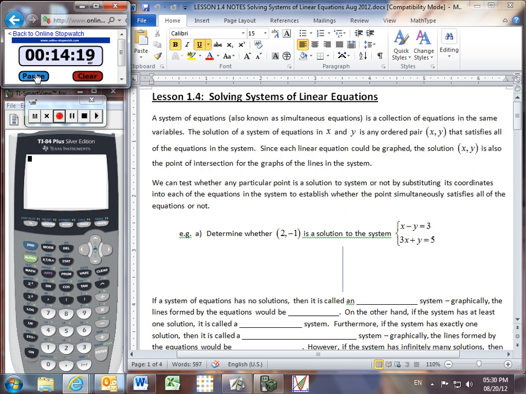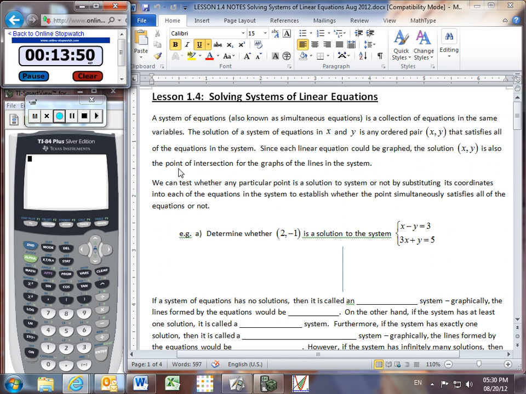The solution of a system of equations in, let's say, x and y is any ordered pair, and you'll see those make the coordinates on a graph, x, y, satisfying all of the equations in the system. So it must satisfy all of them simultaneously, hence they're known as simultaneous equations. Since each linear equation could be graphed, the solution, x, y, is also the point of intersection for the graphs of the lines in the system.